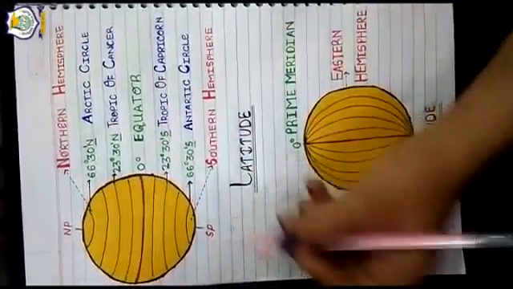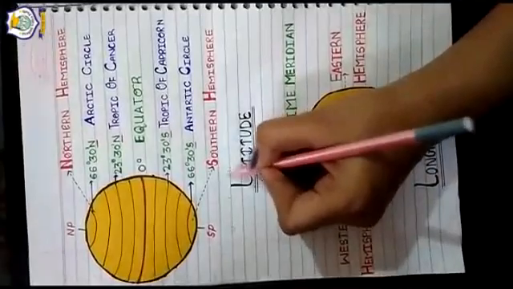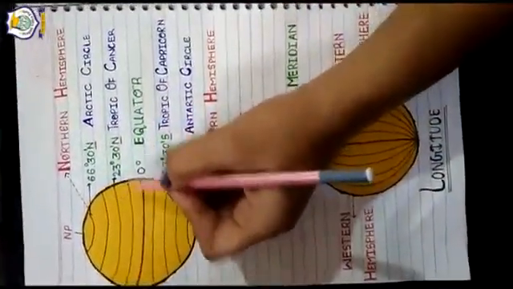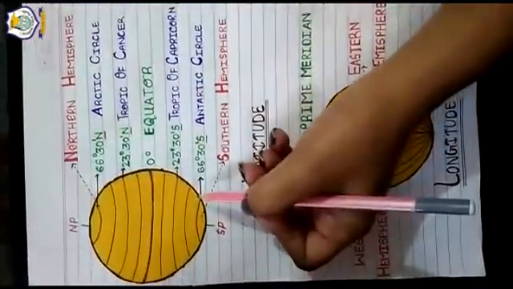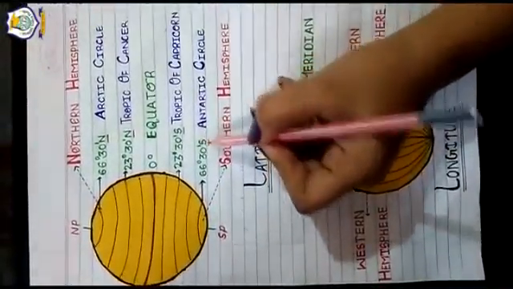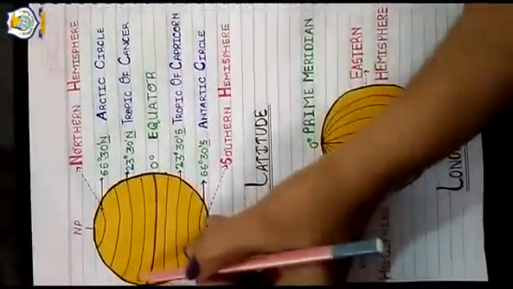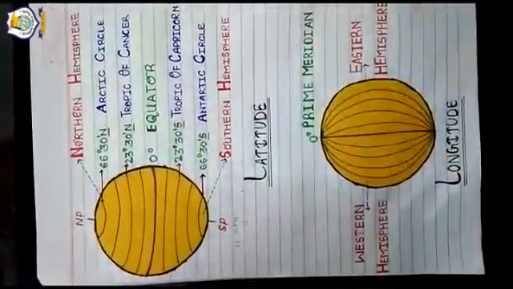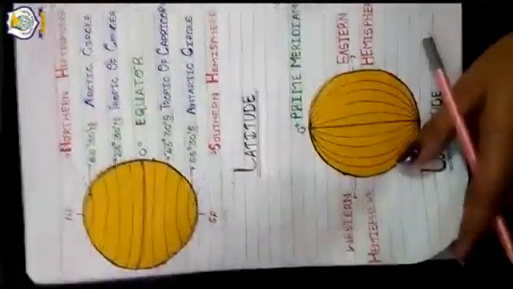Now, how do we measure it? It is measured in degrees, and these degrees are divided into minutes and minutes are further divided into seconds. All the places in the northern hemisphere are denoted by the letter N, as you can see here, while the places in the southern hemisphere are denoted by the letter S. The distance between two latitudes is 111 kilometers.